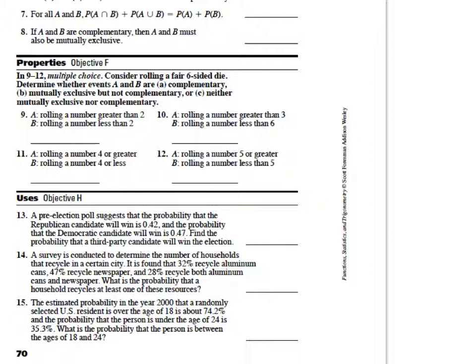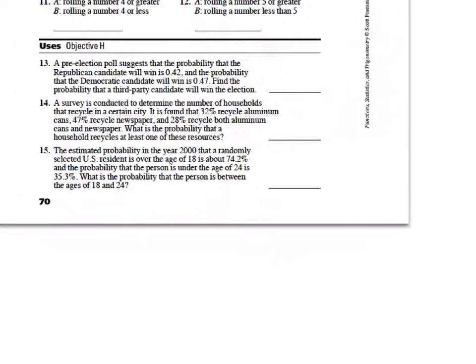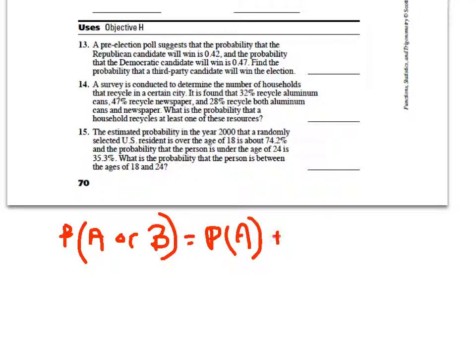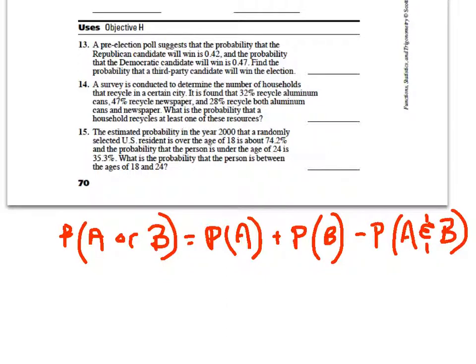Let me switch colors again here. The other part of this lesson has to do with finding the probability of an event or another event. So remember this equation. If you have the probability of A or B, that's the probability of A plus the probability of B minus the probability of A and B, meaning things that have been counted twice. Okay, so for number 13, there is nothing in common.